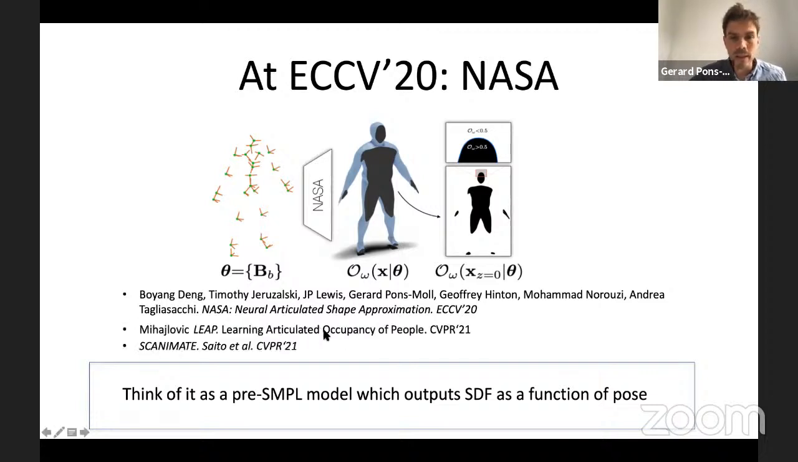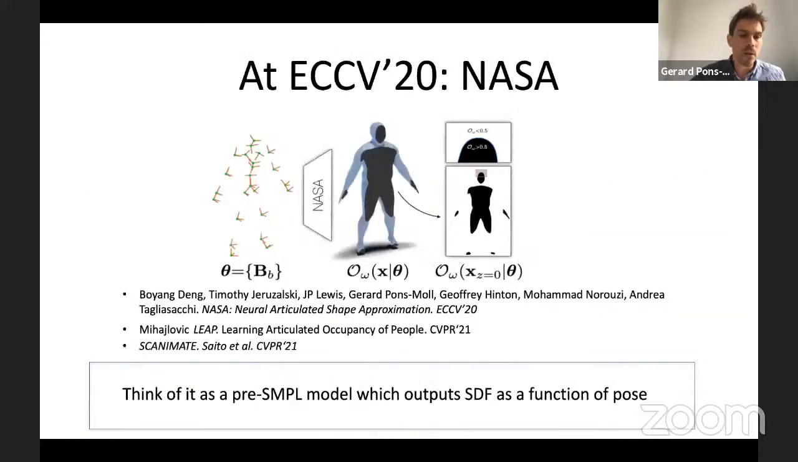Now there's new work coming at CVPR, which was actually concurrent to what we were doing. These are works LEAP and SCANimate. I think CU was involved in both. They continue on this idea, and they also leverage the SMPL model more. But I'm going to explain how this work is different to Neural-GIF.